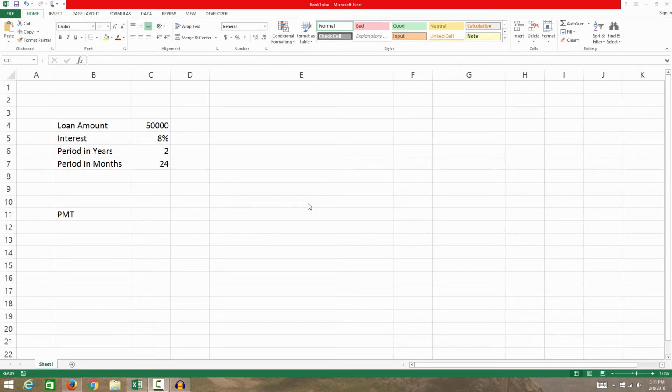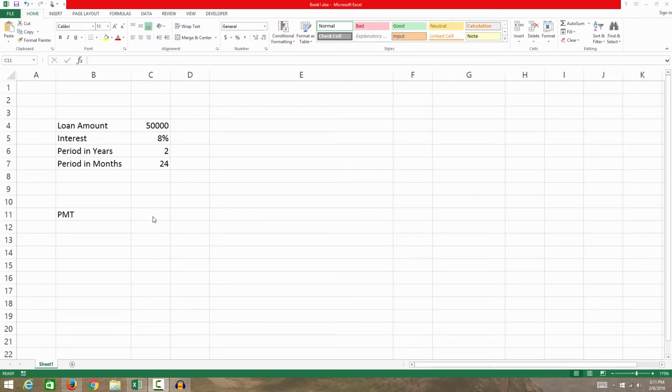Now let's say we have taken a loan amount from a bank or any financial institution at the interest rate of 8% for 2 years, or if you want in months you can have 24 months. Now you need to calculate what will be your actual monthly installment to pay this loan completely. Because if you've taken $50,000 as a loan but there's an interest rate, in any case you will be paying more than that. You need to pay the interest as well.